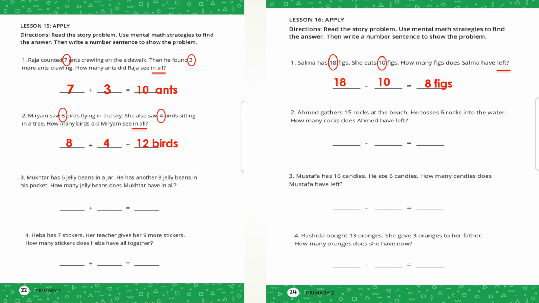The last question. Rashida bought 13 oranges. She gave 3 oranges to her father. How many oranges does she have now? Here we have 13 and 3. She gave her father. Gave means decreased. Okay, the oranges decreased. So we will subtract. 13 minus 3 equals 10 oranges.